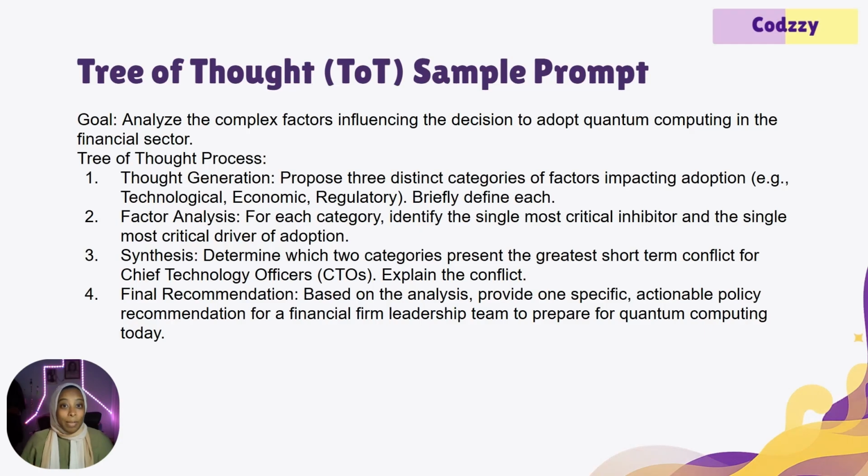Here's a real-world example of tree of thought in action, analyzing quantum computing adoption in finance. Notice how the prompt structures the thinking process into distinct phases. First, thought generation. The AI explores multiple categories of factors. Then factor analysis. It dives deep into each category, identifying both inhibitors and drivers. Next, synthesis. It evaluates conflicts between categories. And finally, final recommendation. It synthesizes everything into actionable advice.